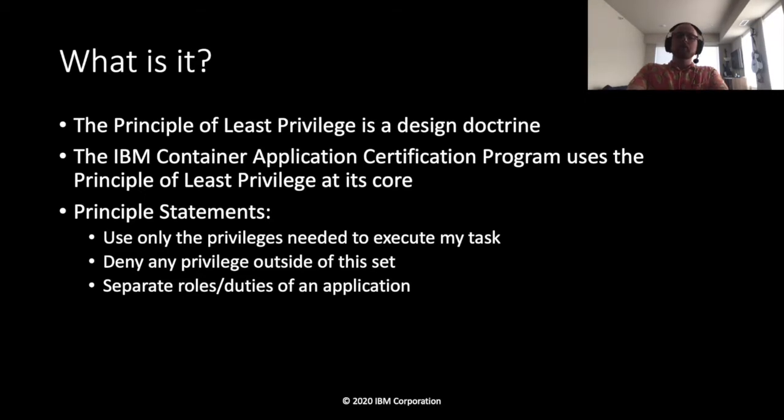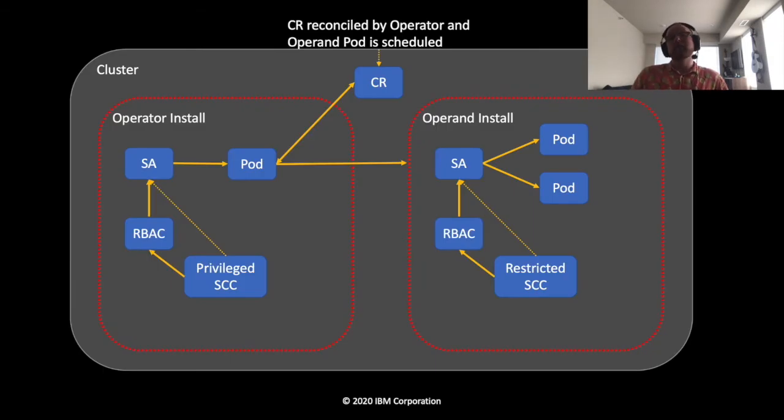The principle of least privilege states that you shall only use the privileges needed to execute the given task. You deny any privileges outside of this set, and you have a clear separation of roles and duties throughout your application. It's easier said than done, and it's easy to say this and keep moving on. So what I want to do is dive into a picture and a visual illustration of what this might look like.